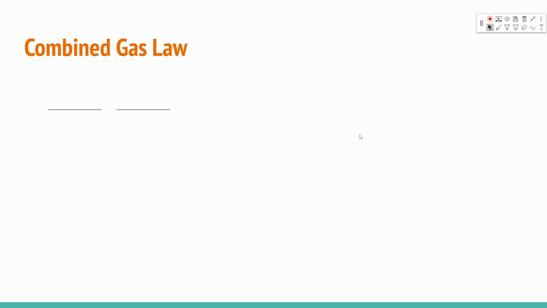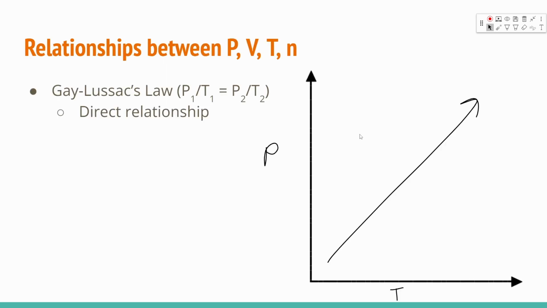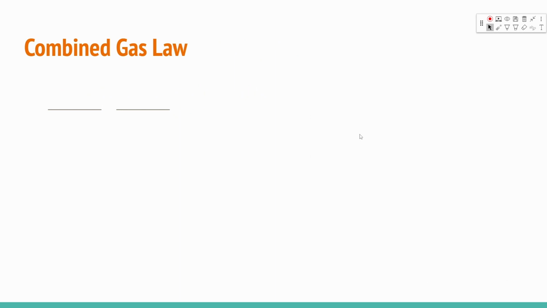And so all of these relationships you can memorize if you want to. You don't need to know the names. Personally, I just look at the combined gas law, which is P1V1 divided by T1 is equal to P2V2 divided by T2. The 1s and the 2s correspond to the different scenarios that you have.